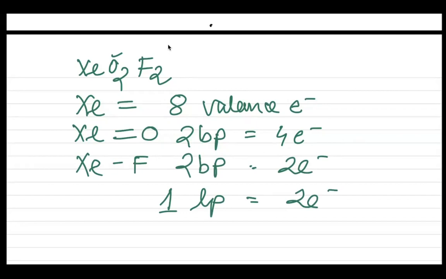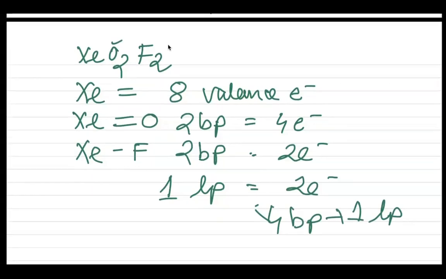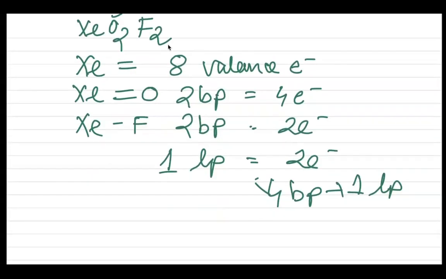So what will be the structure? Four bond pairs and one lone pair. That means the central atom is surrounded by five electron pairs. The steric number is 5, so the structure will be trigonal bipyramidal.